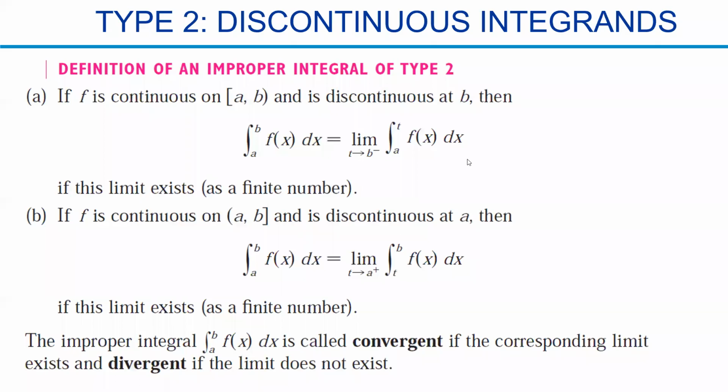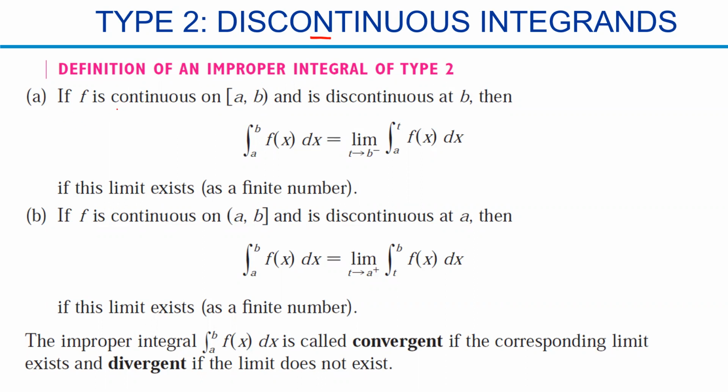Okay, students, let's continue on type 2, which is discontinuous integrals. So the second type of improper integral is related to the discontinuous integrals, which means we have infinitely many points of discontinuity. So let's see this definition.